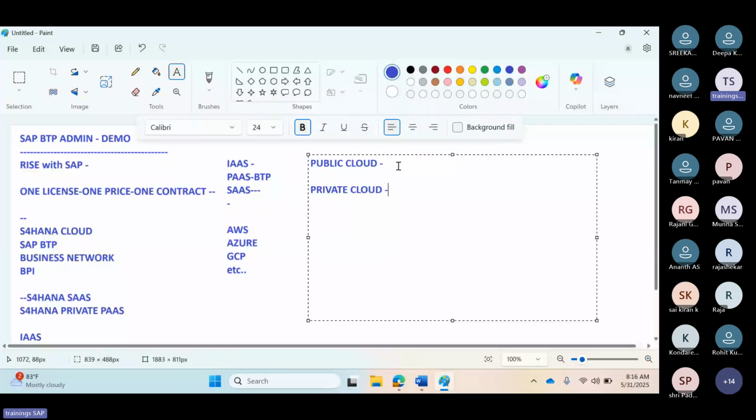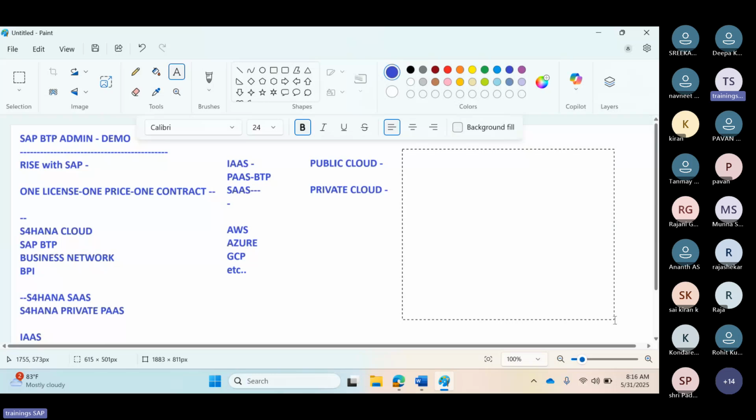So now let's come to BTP, the actual topic. BTP comes under the platform as a service concept, because in 2021 SAP rebranded its service from SAP Cloud Platform to BTP, right?